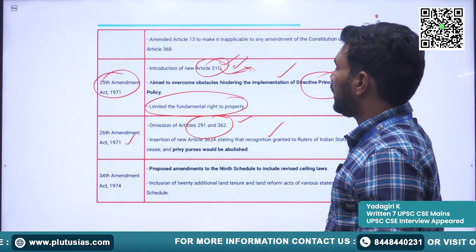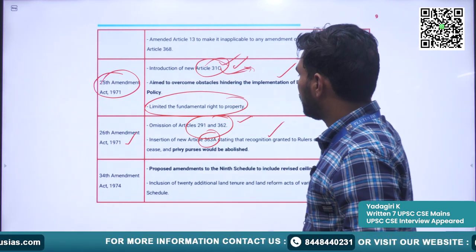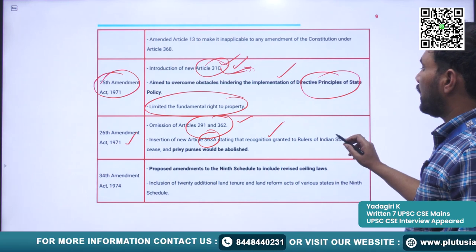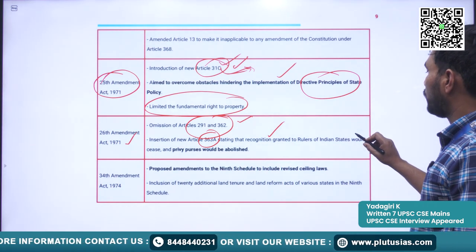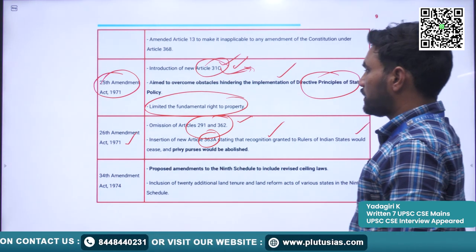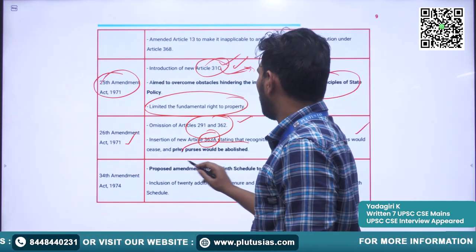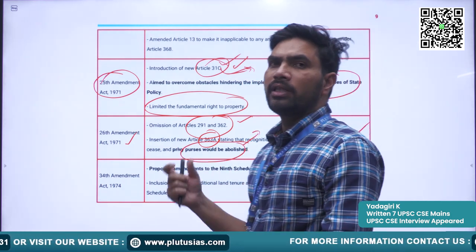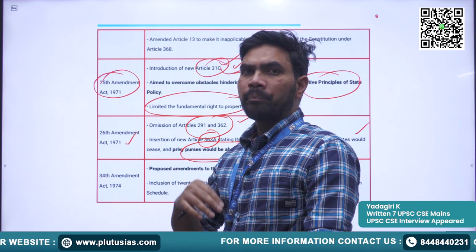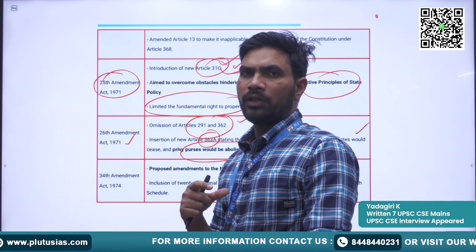It inserted new articles, Article 363A, stating that recognition granted to the rulers of Indian states would cease and the privy purses would be abolished. So basically, when the princely states were made an integral part of the Union of India.